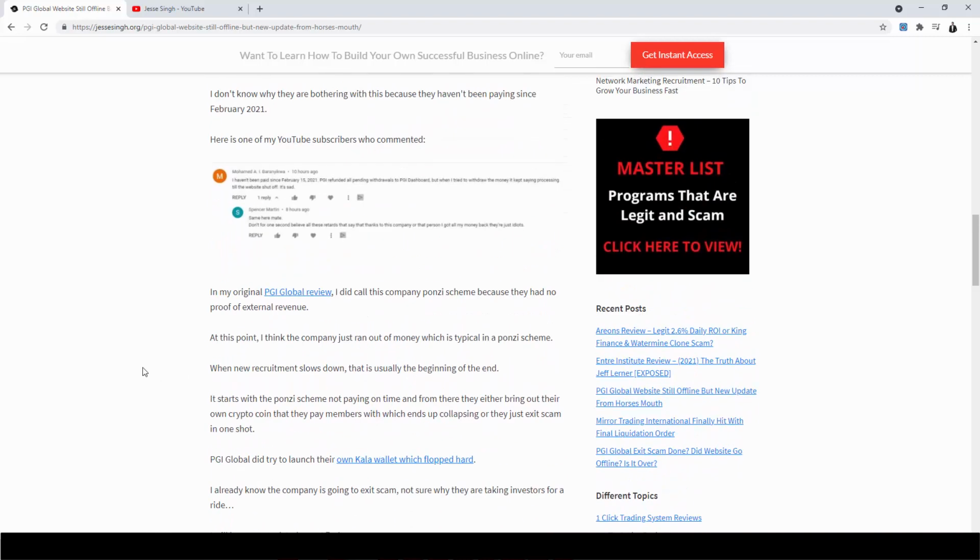They even tried to launch their own Kala wallet, which flopped huge. So I'm not sure what their final exit scam strategy is, but I think they've already done it. I think they are probably going to launch something new to get people investing again, and then they're going to be gone for good. So do not invest any more funds into this company. Get out. I mean, there are always losses when it comes to Ponzi schemes. Hopefully you learn your lesson and going forward, you don't invest in stuff like this.